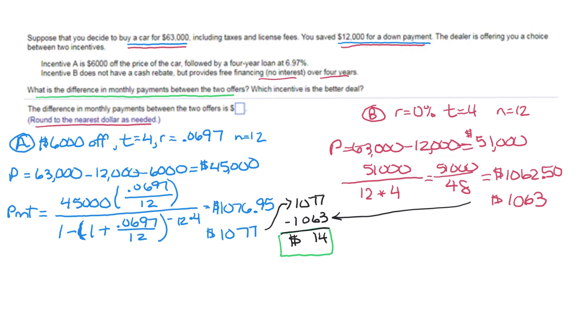All right, so when it's asking you for part B, which incentive is the better deal, we're going to say incentive B. Incentive B is the better deal. And if we ask why, it's because you save $14 a month. All right, $14 a month, and that's for 4 years by choosing incentive B.